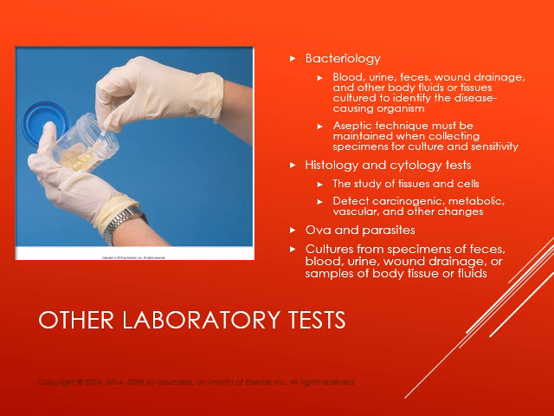Additional laboratory testing includes bacteriology, histology, and cytology tests, tests for ova and parasites, as well as cultures from specimens of feces, blood, urine, wound drainage, or samples of body tissue or fluids. In your textbook, you can find information on these various types of testing, beginning on page 419. Please familiarize yourself with the steps in obtaining and testing for occult blood in the stool. This is found on pages 419 and 420.